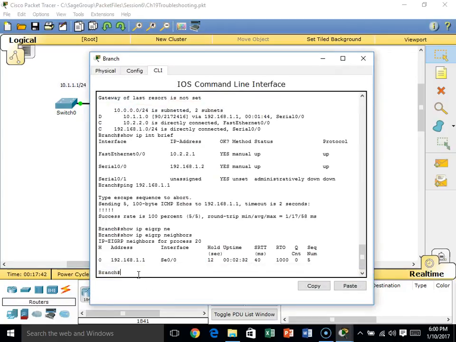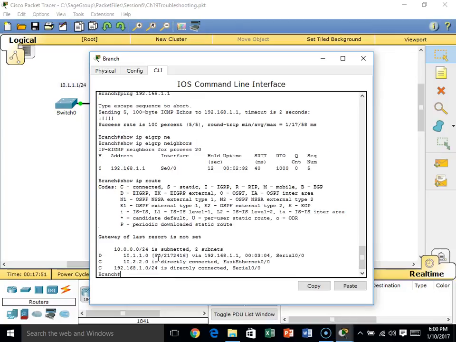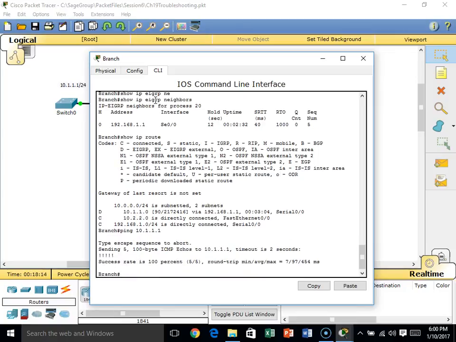Okay, let's go back to this one. I had the recording off. If we show our neighbors, we do have a neighbor here. And let's show IP route. And we do have an EIGRP route to get to the 10.1.1. I was looking for it to pop up and say that it had an adjacency, but it's got the adjacency. So, on this guy, where am I, on Branch? Let's see if we can ping 10.1.1.1. And we can do that, so the routes are working.